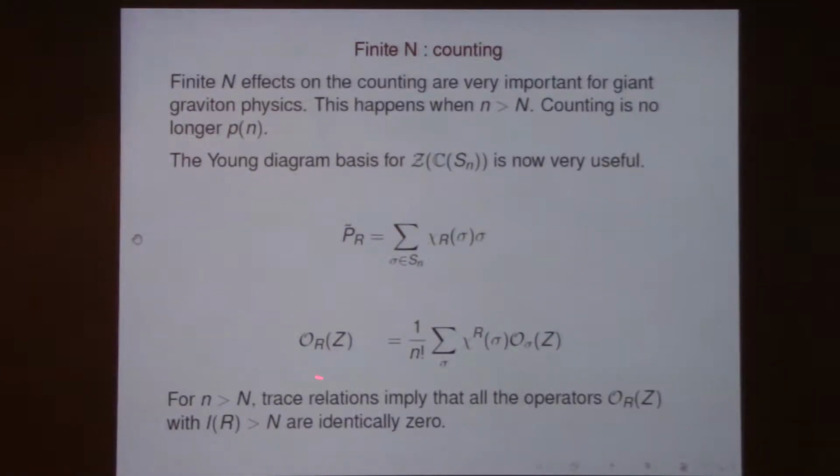And it turns out that at finite N, in this Young diagram basis, all the trace relations are very easy. They just say that any Young diagram which has a length bigger than capital N identically vanishes. So the finite N counting and the finite N construction of operators is just obtained by changing basis in the center to Young diagrams and then putting a cutoff on the Young diagrams. And this is a lesson which works for both one matrix and multi-matrix counting.